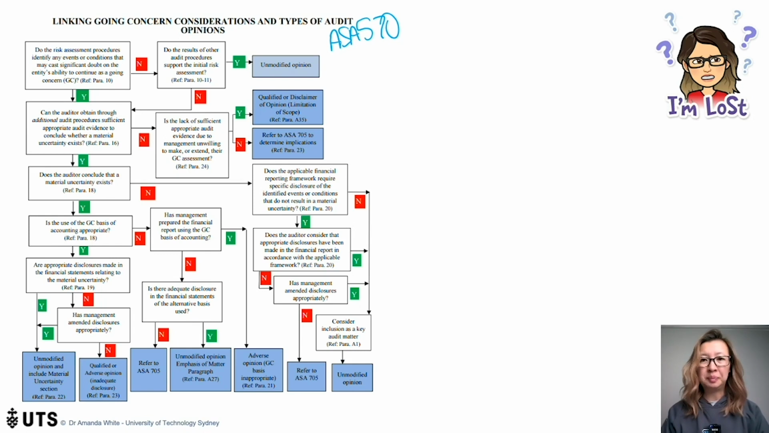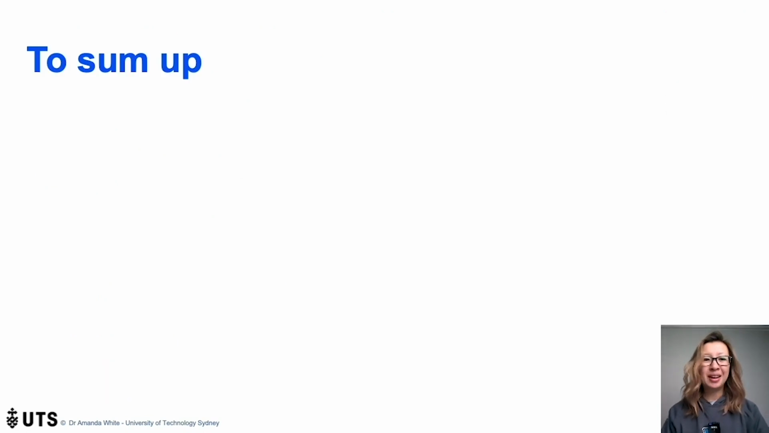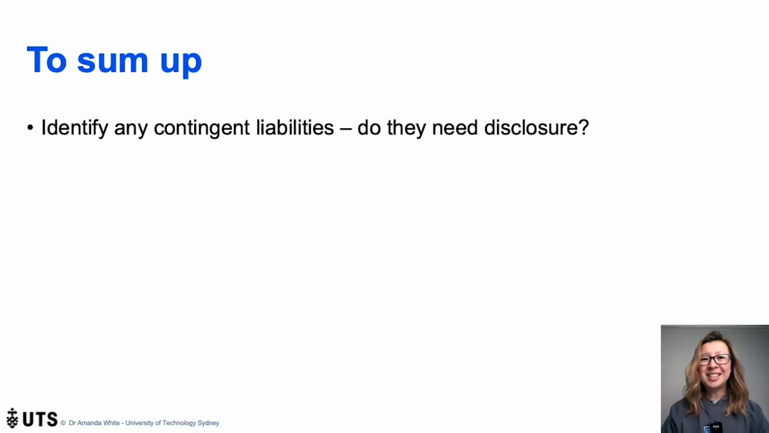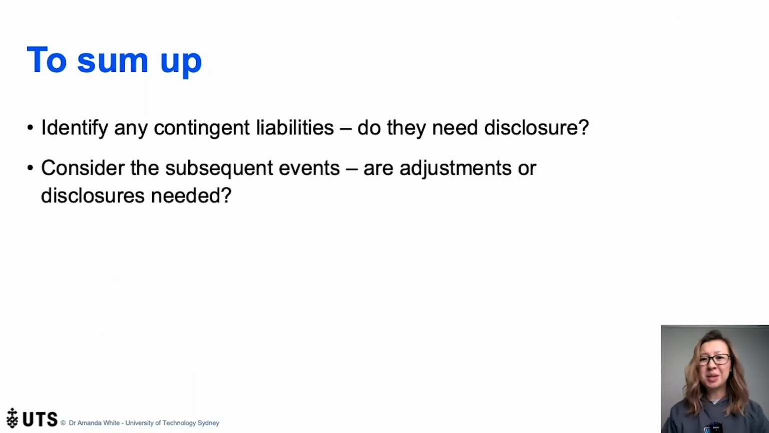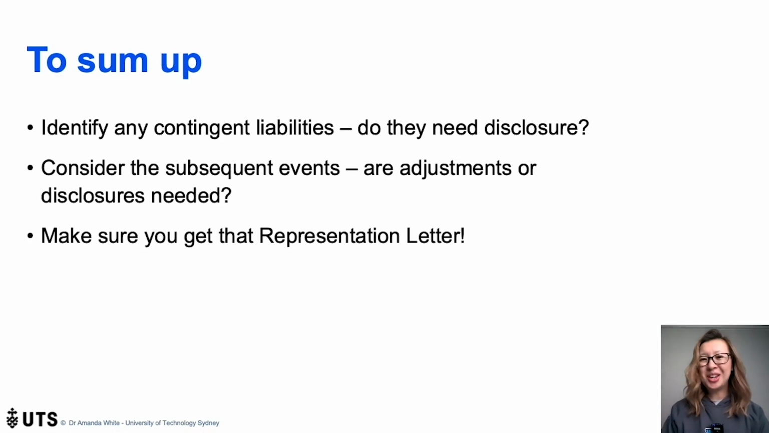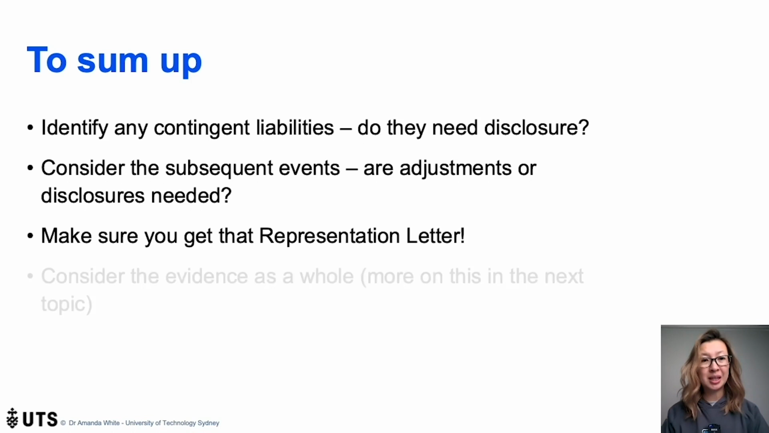So to sum up, it's quite a lot that we're talking about this week. Number one, identify any contingent liabilities. Do you have to have any disclosures? What needs to be included? Consider some subsequent events. Are there any adjustments or disclosures that are needed? What needs to be disclosed? When did you find it out? Make sure you get that representation letter for management to confirm they know that this is their responsibility.